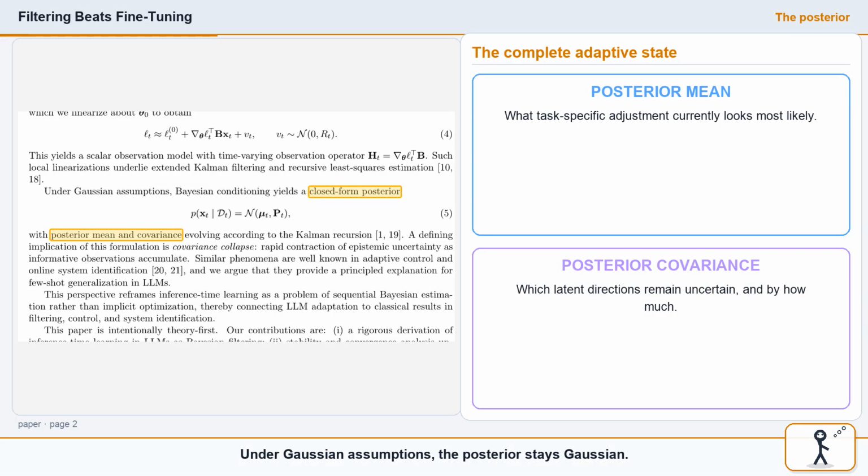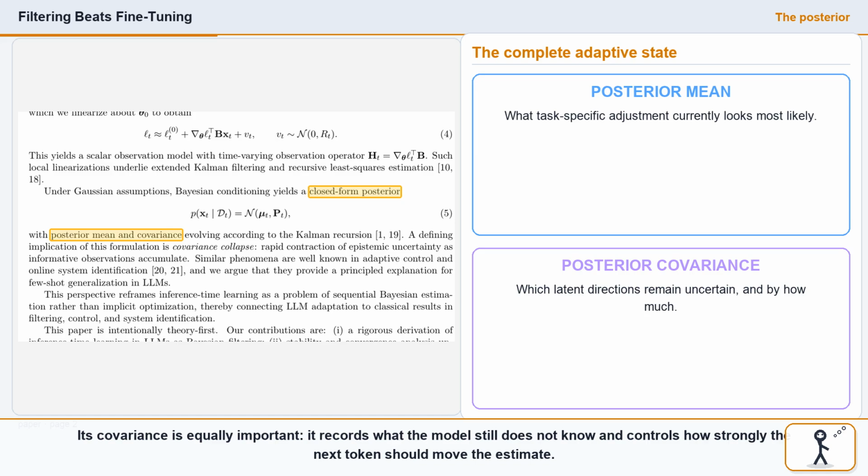Under Gaussian assumptions, the posterior stays Gaussian. Its mean is the current best estimate of the adaptation state. Its covariance is equally important. It records what the model still does not know and controls how strongly the next token should move the estimate.